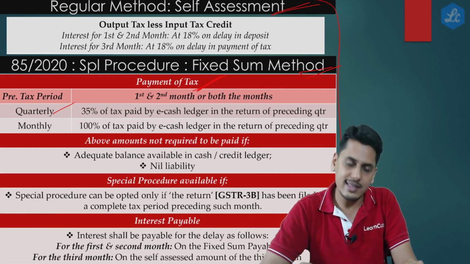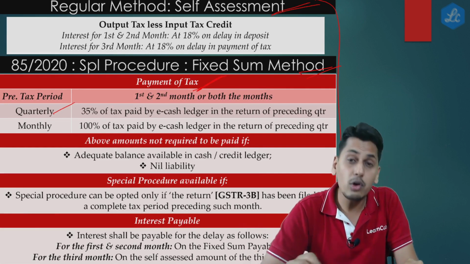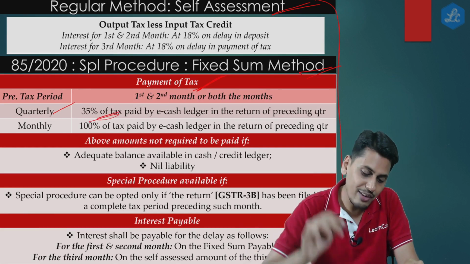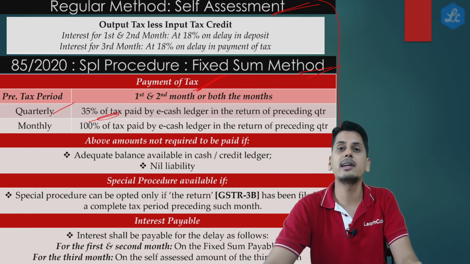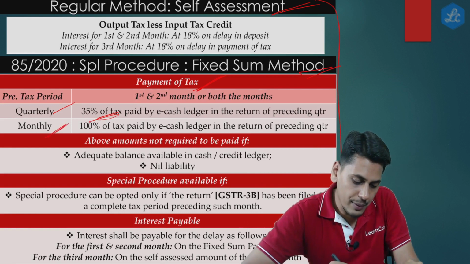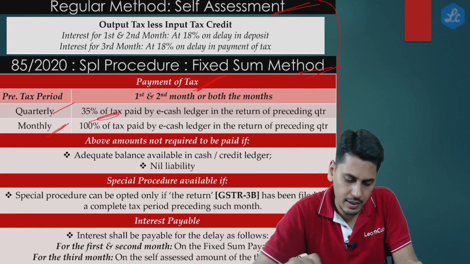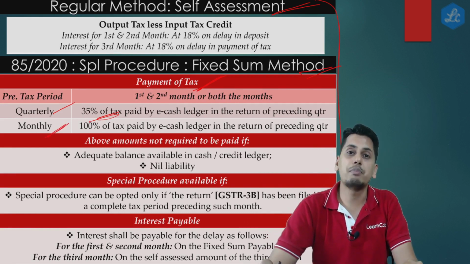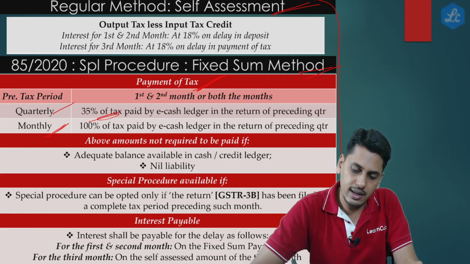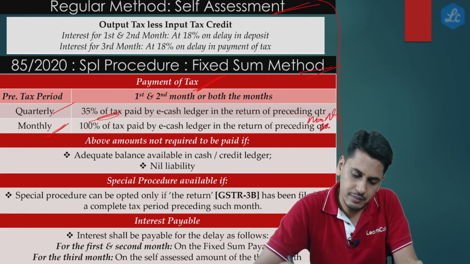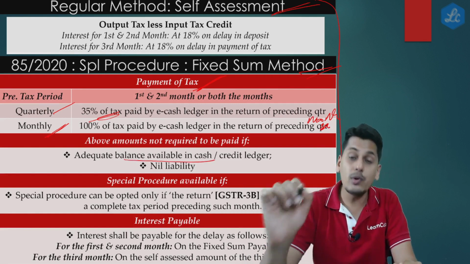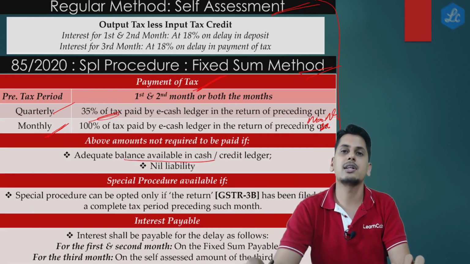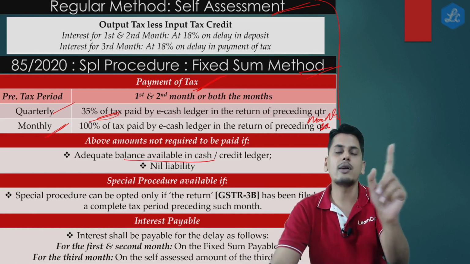for the first and the second month, the amount which needs to be paid is 35% of tax paid by debiting the electronic cash ledger in the return of the preceding quarter. If the preceding tax period was monthly, 100% of the tax paid by e-cash ledger in the return of the preceding month. Above amounts is not required to be paid if there is adequate balance which is available in the cash ledger or credit ledger. In the first month, you will have to see the balance.